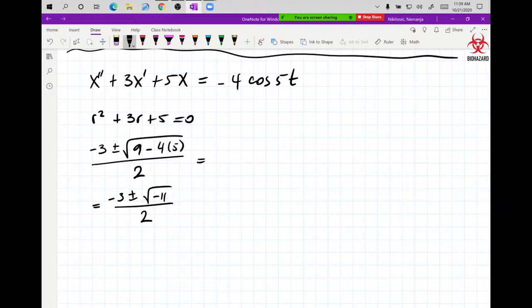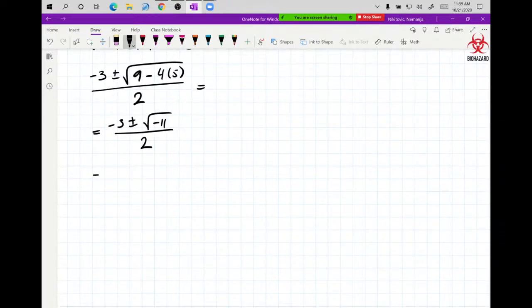One more time to verify. So b squared minus 4ac, 4 times 1 times 5. That's 20. 9 minus 20, negative 11. So we have the complex solutions of negative 3 halves plus or minus root 11 over 2 i.